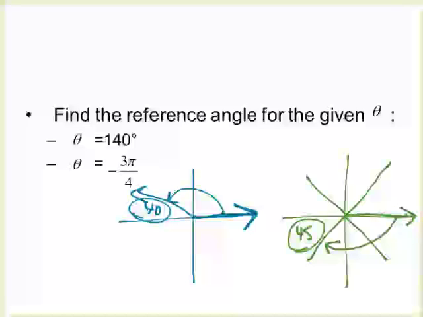Pi over 4s are going to be important to us. We're going to graph those a lot. I have one more example of this type for us here. And for that example, I want us to look at 2 pi over 3.